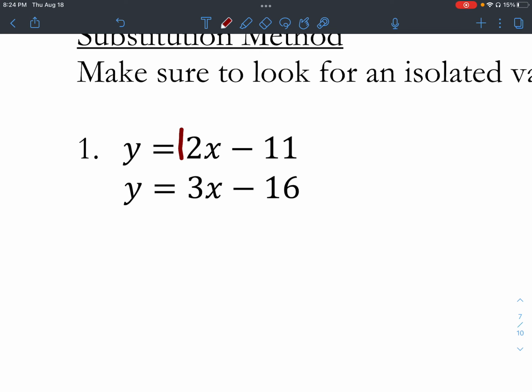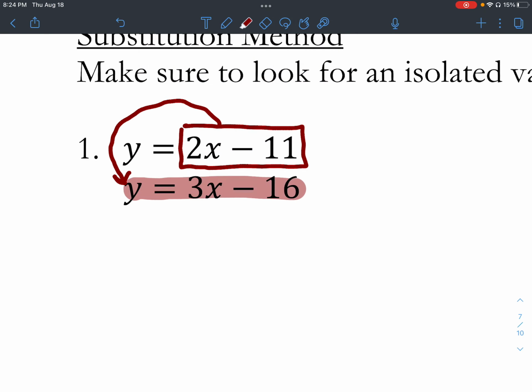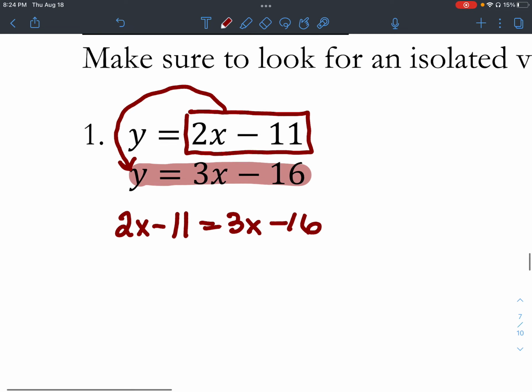Whenever I see something that has one letter by itself already, I think this is a perfect situation for substitution. We say, well, if my y value is equal to 2x minus 11, why can't I just plug that in and substitute it for this value right here? If I rewrite this problem, placing 2x minus 11 where the y is, that y turns into 2x minus 11.